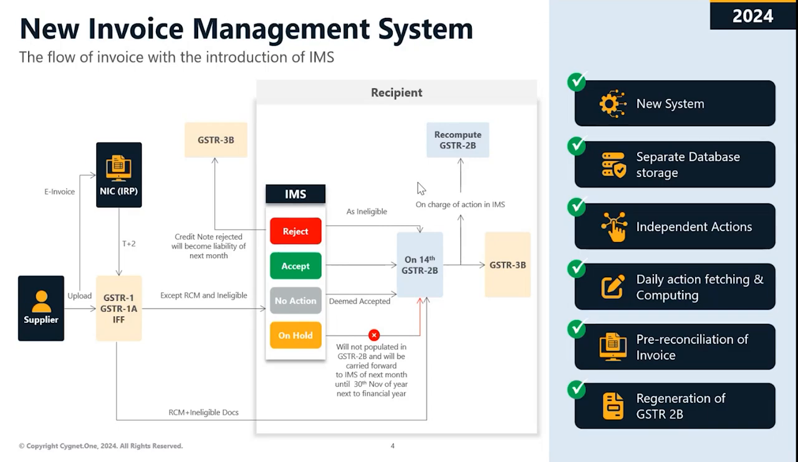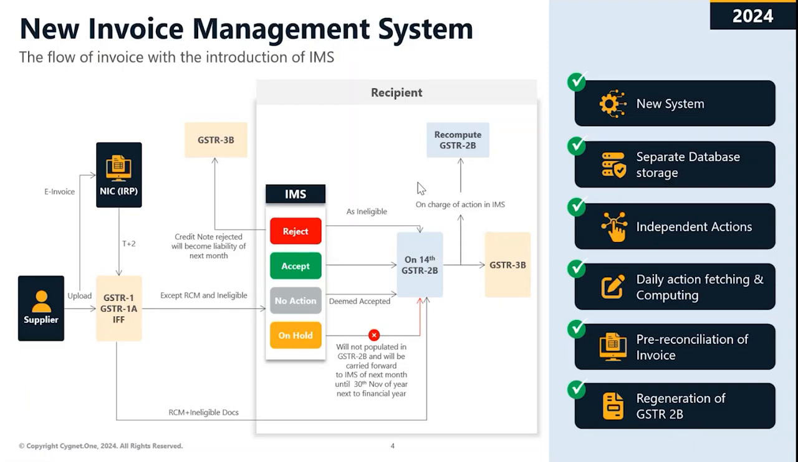But here, with the IMS, your GSTR 2B window has been extended till the time you file your GSTR 3B for the return. From the 14th till the time you file your GSTR 3B, you have an option of regenerating your GSTR 2B. Once you have accepted your record but have not filed the return, you have an option of altering those records as well.